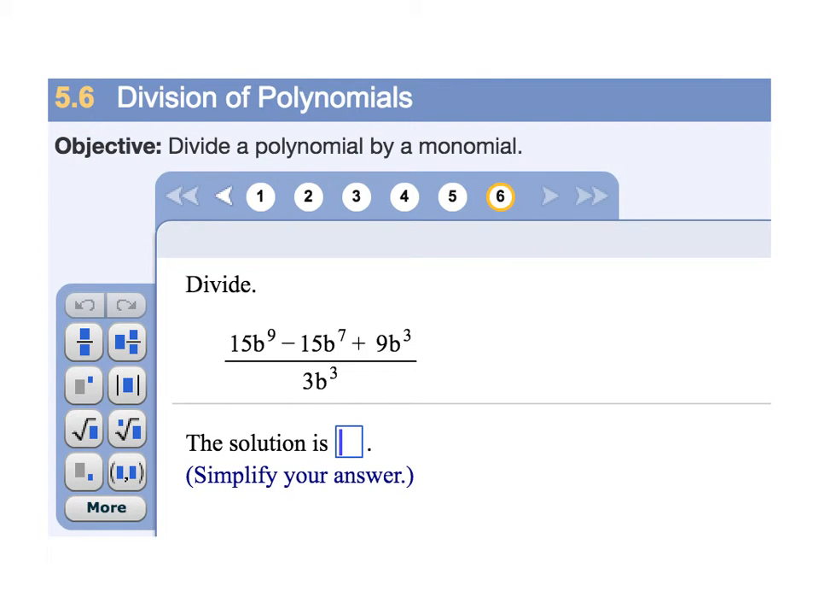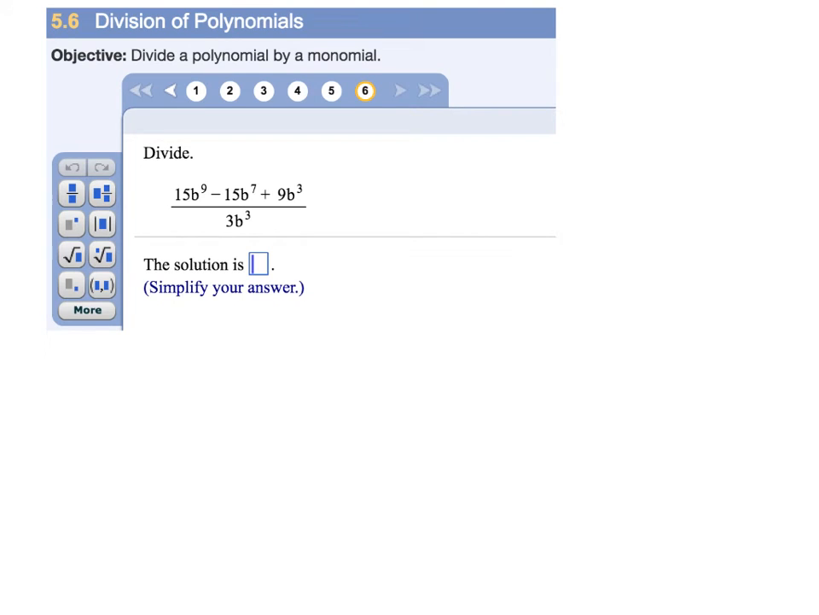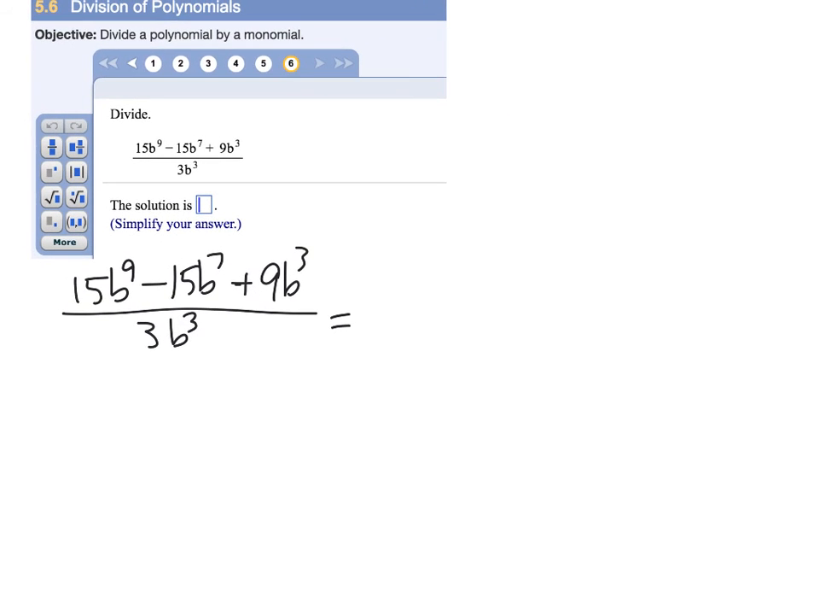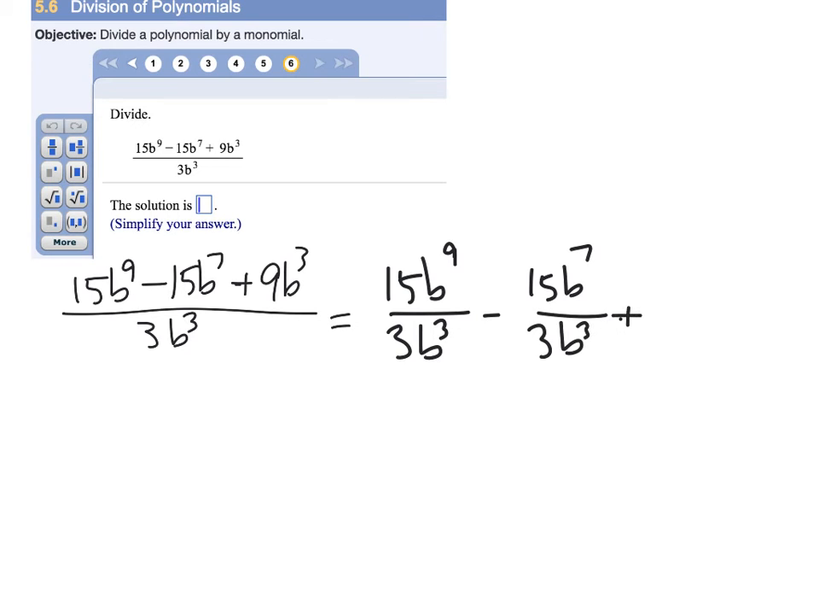And the last one, just more of the same. They're just trying to scare the heck out of you. So you've got 15b to the 9th minus 15b to the 7th plus 9b to the 3rd all over 3b to the third. So what does that equal? That means we're going to separate that into three separate problems. 15b to the ninth over 3b to the third minus 15b to the seventh over 3b to the third plus 9b to the third over 3b to the third.